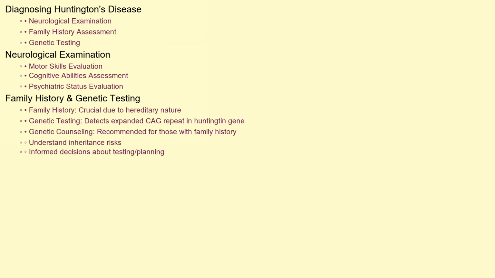Diagnosis of Huntington's disease typically involves a combination of neurological examination, family history assessment, and genetic testing. A neurologist will evaluate the individual's motor skills, cognitive abilities, and psychiatric status. Family history is crucial, as HD is a hereditary disease. A definitive diagnosis is made through genetic testing, which detects the presence of an expanded CAG repeat in the Huntington gene. Genetic counseling is strongly recommended for individuals with a family history of HD to help them understand the risks of inheriting the gene and make informed decisions about genetic testing and family planning.